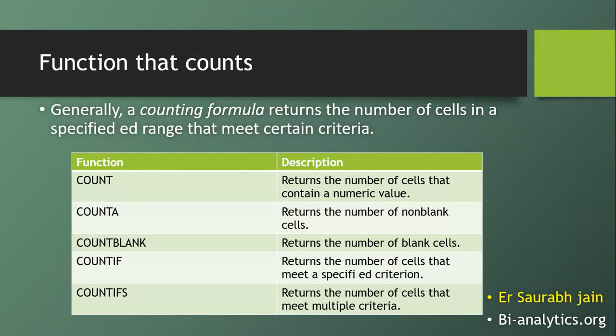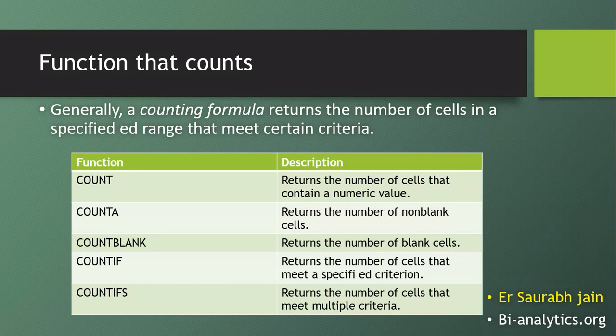Generally, a counting formula returns the number of cells in a specified range that meet certain criteria. So there are these formulas. COUNT is a simple function that returns the number of cells that contain a numeric value. So if the cell has a numerical value, COUNT will count that cell. COUNTA returns the number of non-blank cells. So if there is a cell with numeric or text data, it will count both. So if it should not be blank, then COUNTA can be used. Third is COUNTBLANK, which returns the number of blank cells.